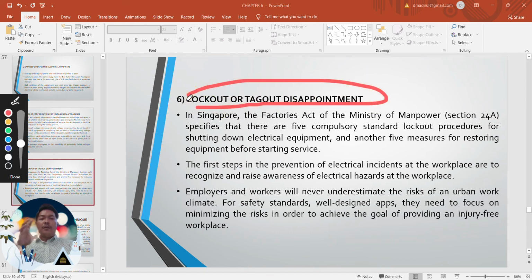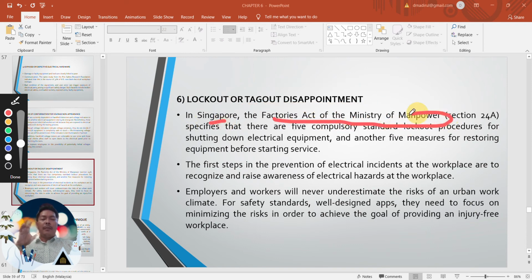Lockout or tagout failure. In Singapore, the Factory Act of the Ministry of Manpower, Section 24A, specifies that there are 5 compulsory standard lockout procedures for shutting down electrical equipment, and another 5 measures for restoring equipment before starting services.